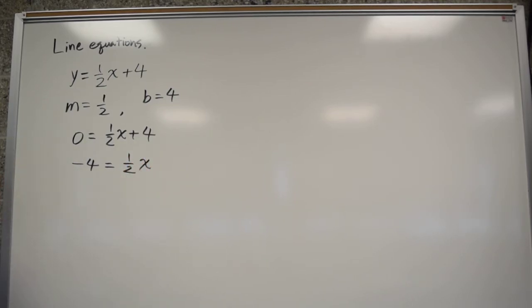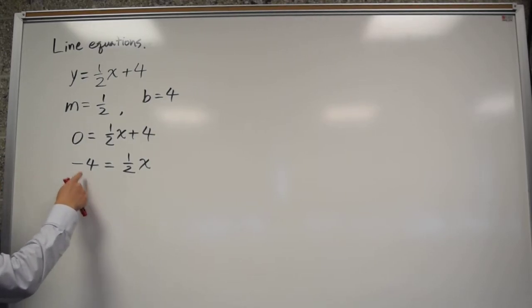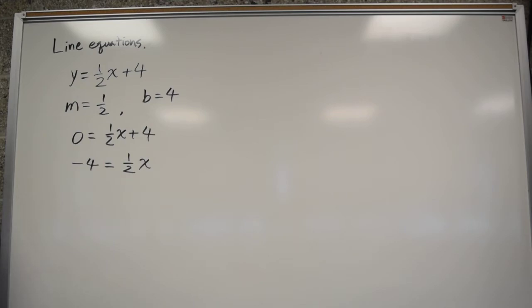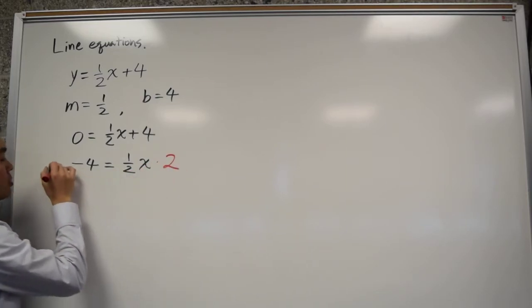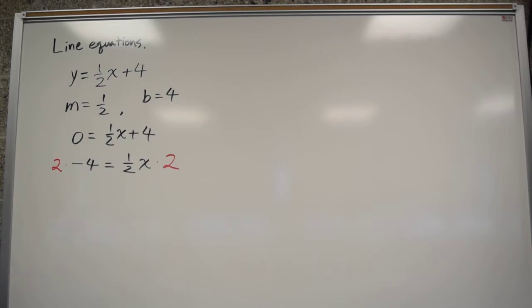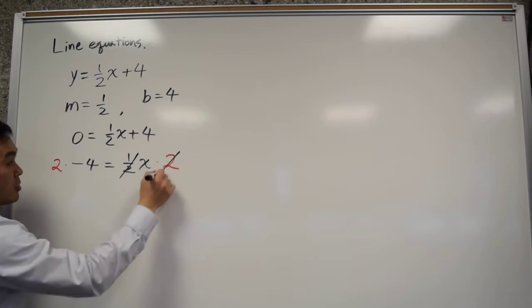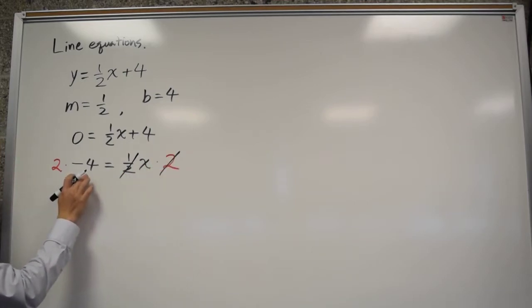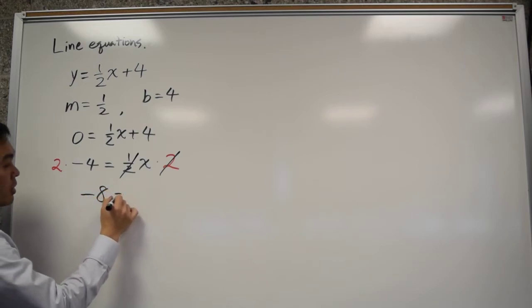Now, when you have -4 equals 1/2 x, what's the best way to solve for x? Multiply by 2. So when you solve an equation that has fractions, try to get rid of the denominator by multiplying it. Multiply by 2, that's the easiest. And that gives you 2, and the 1/2 cancels. 2 times -4 is? -8. Thank you. So x equals -8.